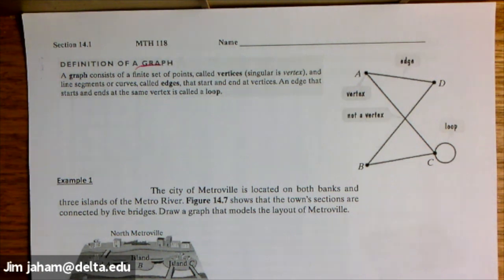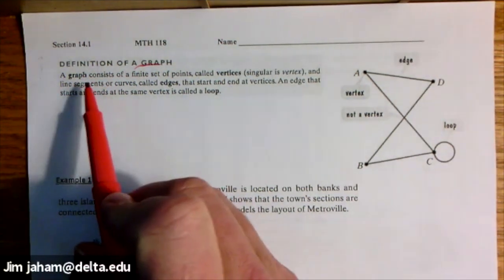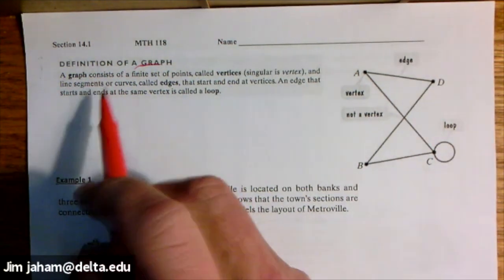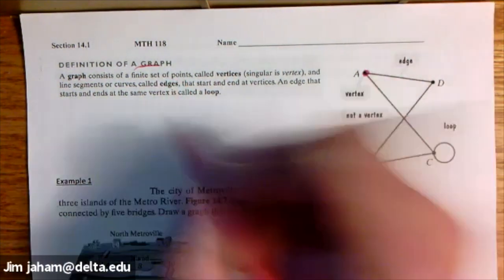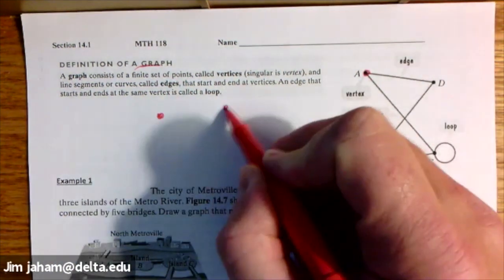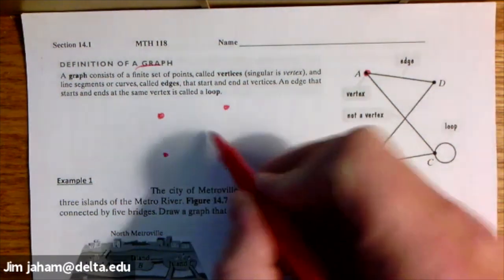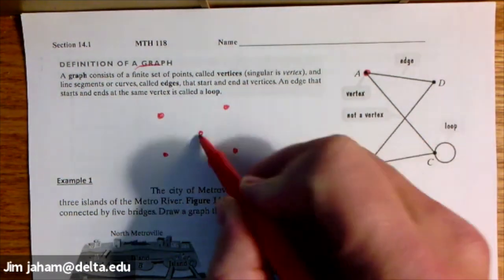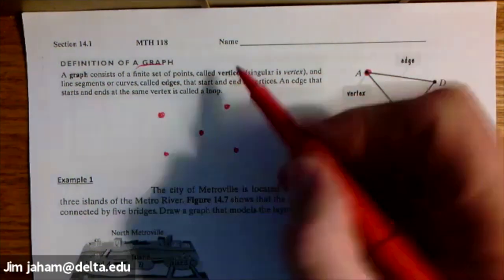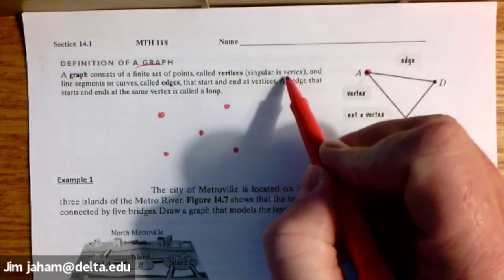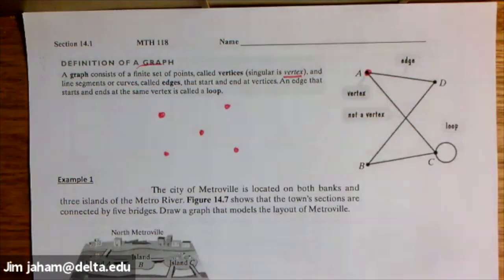Okay, so here are our tools that we work with in a graph. The first thing is the definition, and a graph consists of a finite set of points. These are called vertices, and this one has a graph with 5 different vertices. The singular of vertices is vertex. So 1 vertex, 2 vertices.